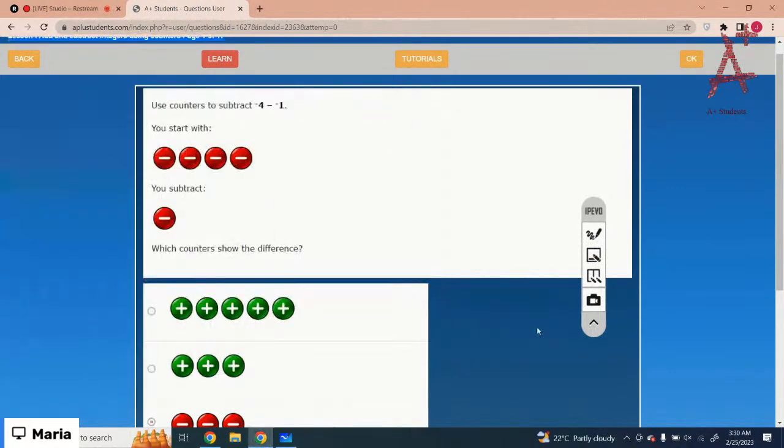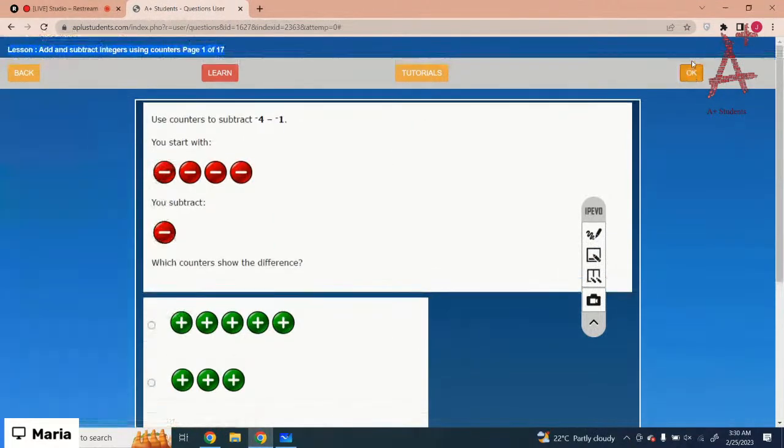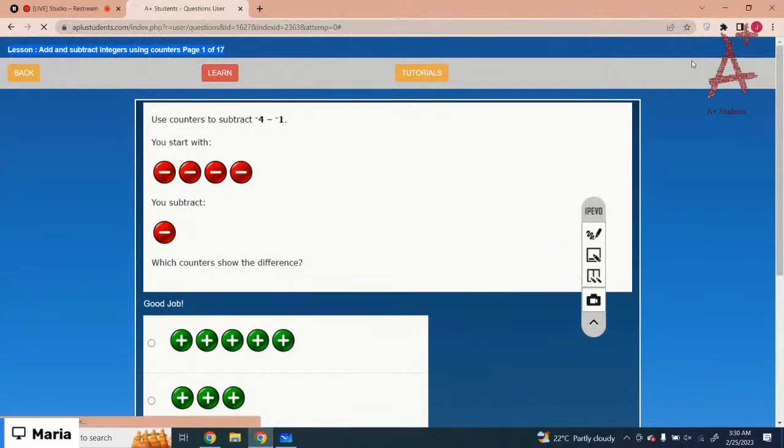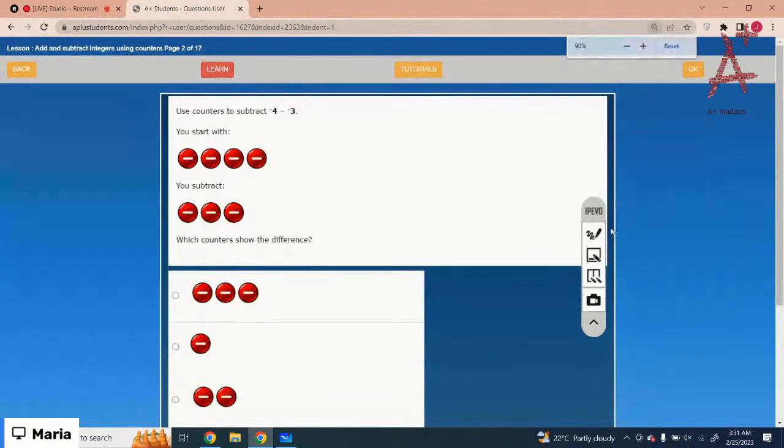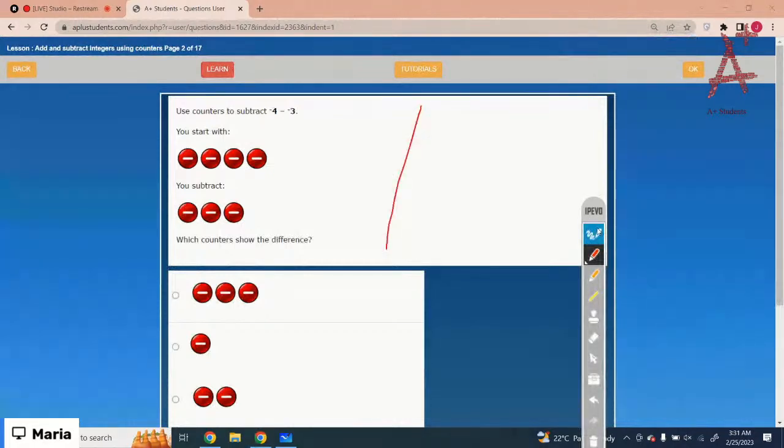Yes, the correct option is negative 3. Okay, the next one is negative 4 minus 3. These tiles represent the negative 4 and these tiles represent the negative 3. Got it? So same counters cancel out each other and you are just left with one negative counter. Got it? That would be option number 1.